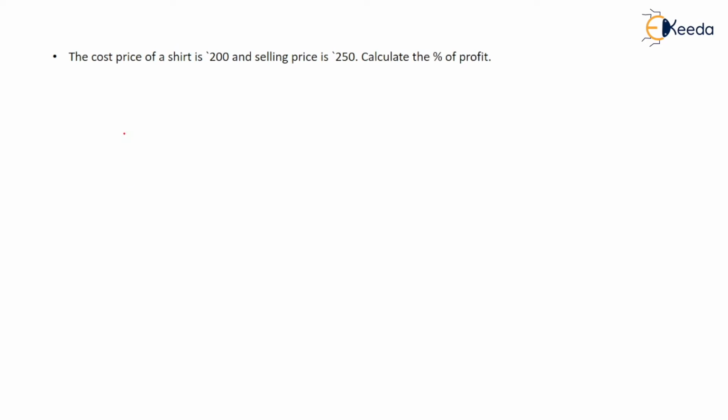So the first is: the cost price of a shirt is 200 and the selling price is 250. Find the profit percentage. Forget about all the formulas that you learned from various books. Just keep a simple concept: you buy a product at 200 and sell that product at 250. How much are you gaining? 50 rupees you are gaining, right? 50 rupees you are gaining.